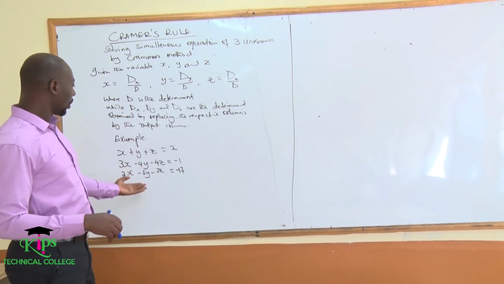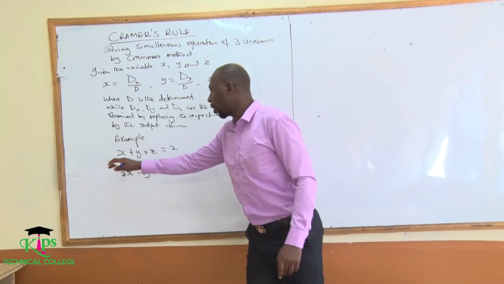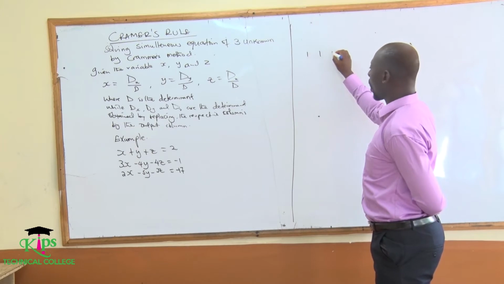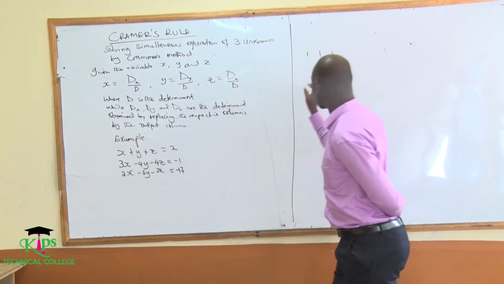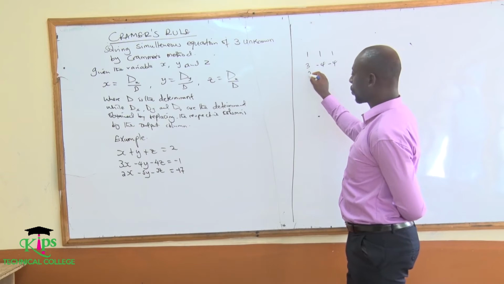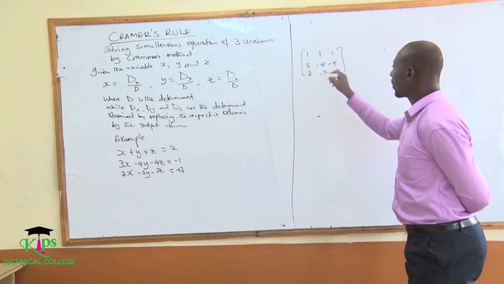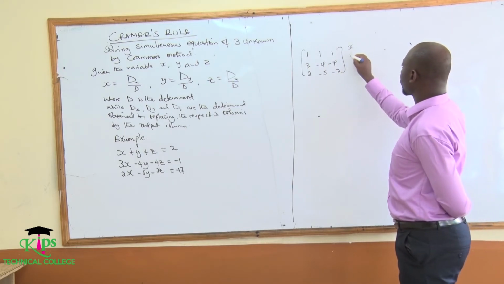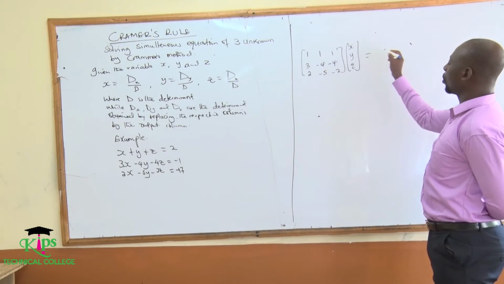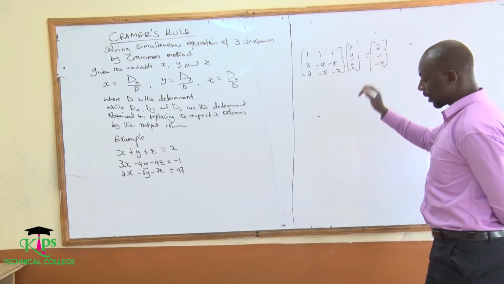The first step, you need to form a 3x3 matrix from these simultaneous equations, by taking just the coefficients of the variables. In the first one, we have 1, 1, 1. The second one, we have 3, negative 4, negative 4. And the last one is 2, negative 5, negative 2. So this is our 3x3 matrix. If this matrix is multiplied by x, y, and z, we go back to the three simultaneous equations, and this is equal to 2, negative 1, negative 17. So we formed a 3x3 matrix.